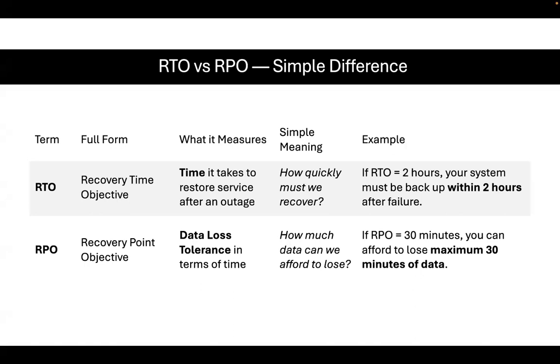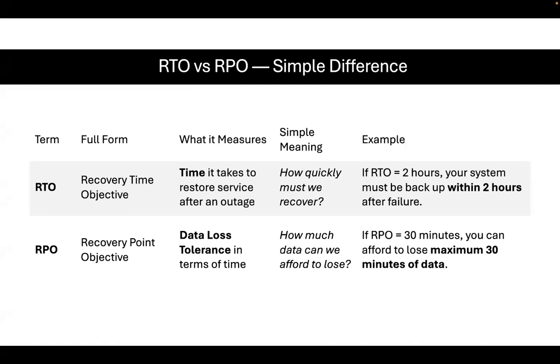So let's see what is RTO, recovery time objective. RTO full form is recovery time objective. It is the time it takes to restore service after an outage. How quickly must we recover? If RTO is 2 hours, your system must be back up within 2 hours after failure.